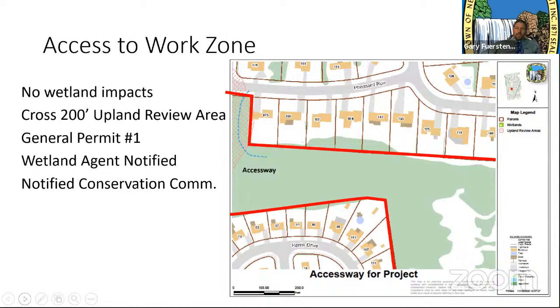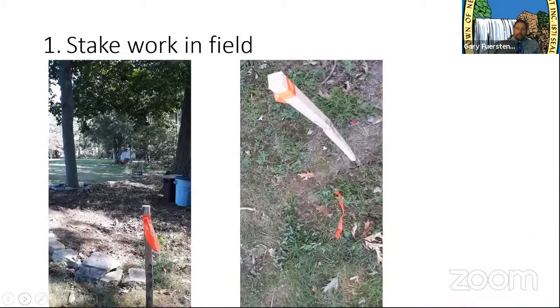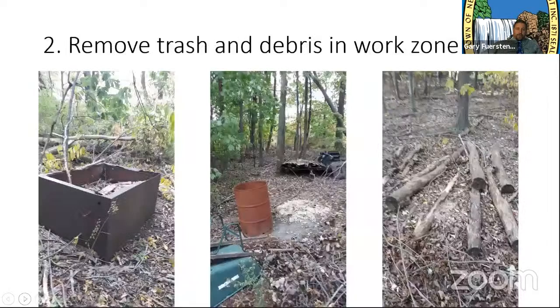I've notified the wetland agent of this potential project, and he has notified the Conservation Commission of the potential impacts to the wetlands, which are again just simply crossing the upland review area. Next slide. So staking the work in the field, we would drive wooden stakes in the ground, put ribbons on them so that the construction workers can see them. They'll be marked with certain field information like cut, fill, and so on, clear zones, erosion controls, and so on.